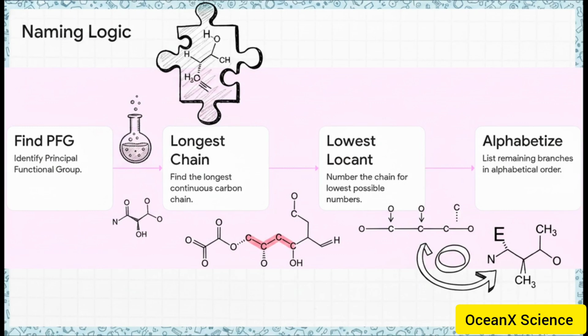First, the main functional group dictates the core name. Then, you find the longest continuous carbon chain. Next, you number that chain so your branches get the lowest possible numbers. And finally, if you have multiple branches, like a methyl and an ethyl, you simply list them in alphabetical order. Boom, no endless memorization required.